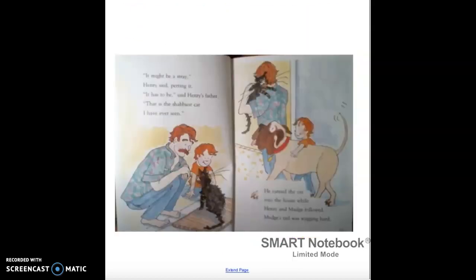So you already see that there's a problem. There's a cat on their front steps. Like, what are they going to do with this cat?